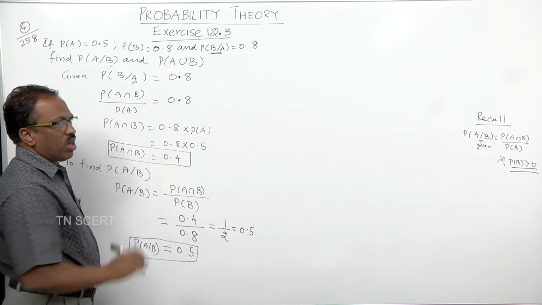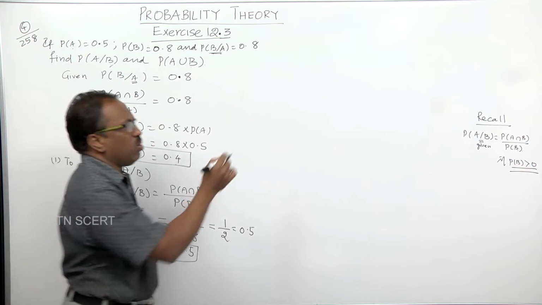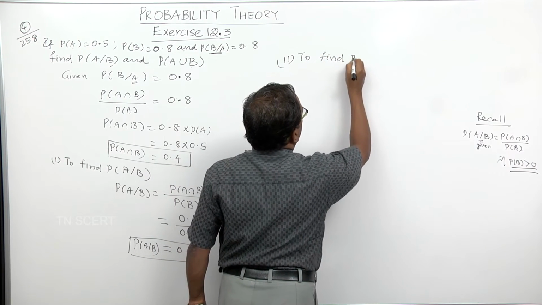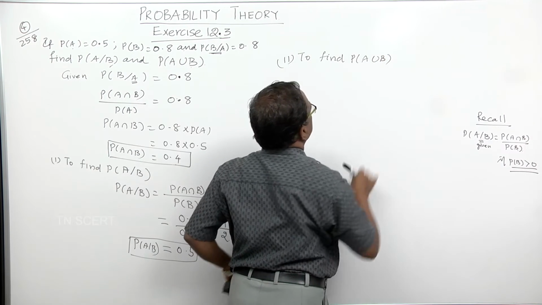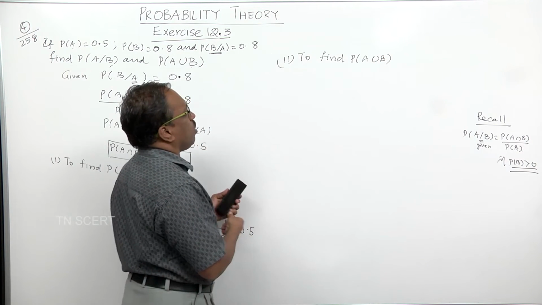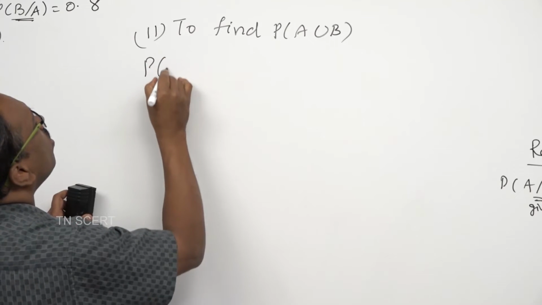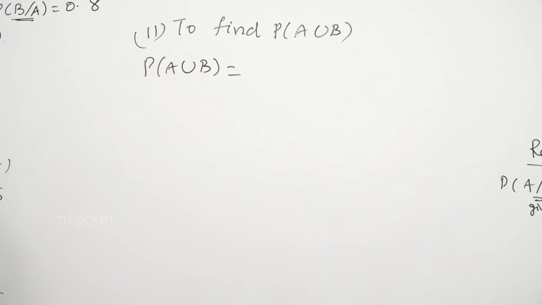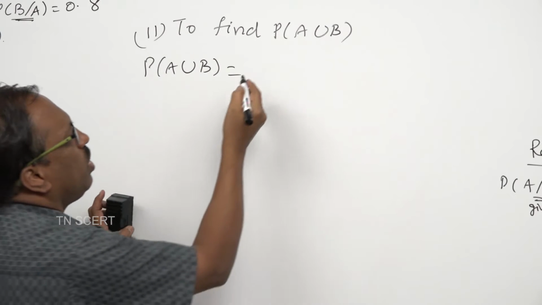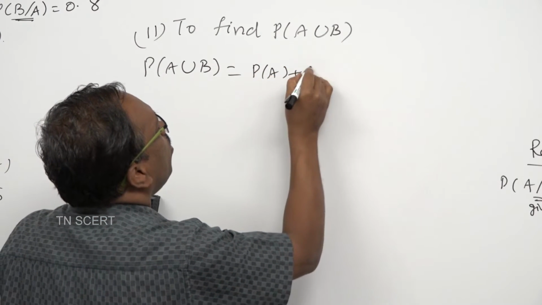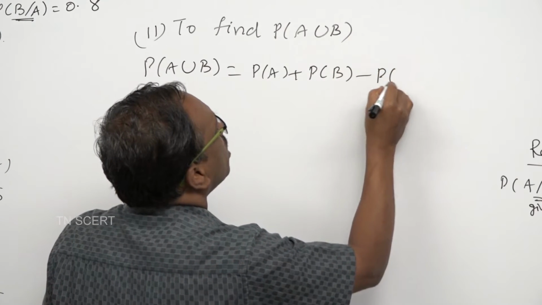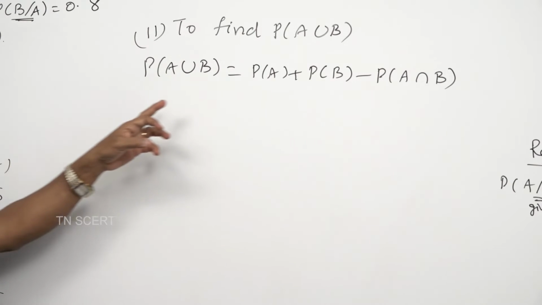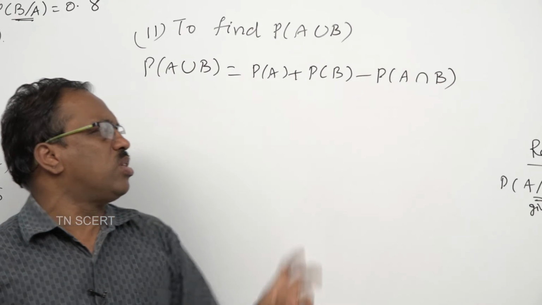With the help of this value we can calculate the second part. To find probability of A union B. What is P of A union B? By the addition theorem on probability, it is P of A plus P of B minus P of A intersection B. Because A union B means P of A plus P of B minus P of A intersection B.